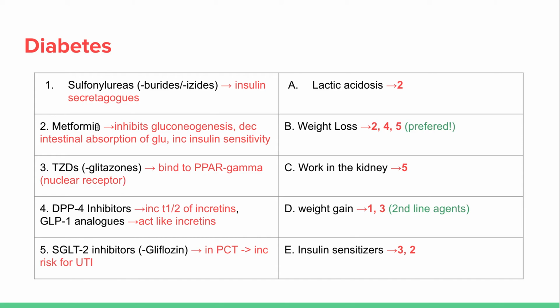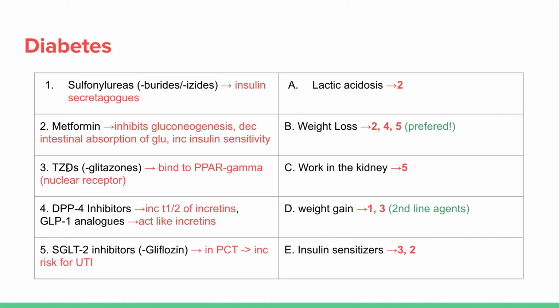Metformin is a really, really great drug. It does a lot of different things, right? It inhibits gluconeogenesis, decreases the intestinal absorption of glucose, and also increases insulin sensitivity. So it acts as an insulin sensitizer, also helps with weight loss. So it's our number one choice for diabetes. But one of the big things you want to remember with metformin is one of the adverse effects. Lactic acidosis is one of the major adverse effects you want to remember about metformin.